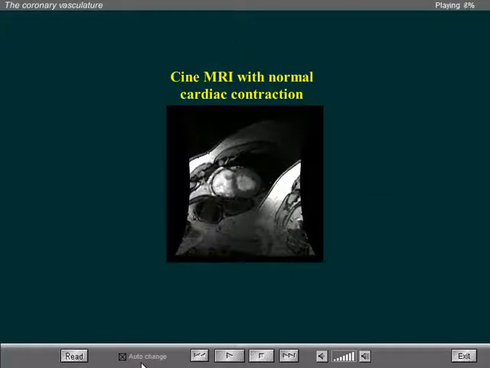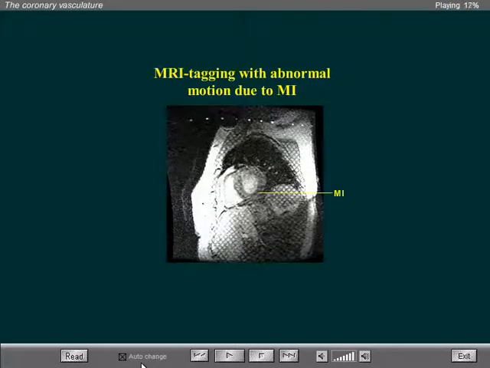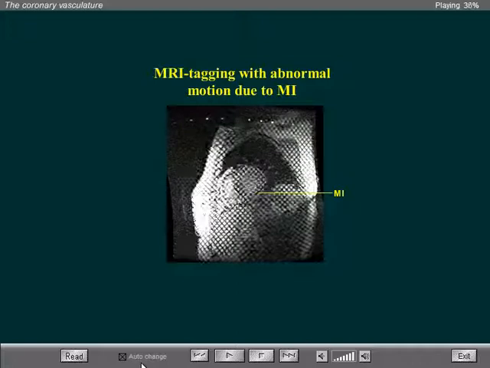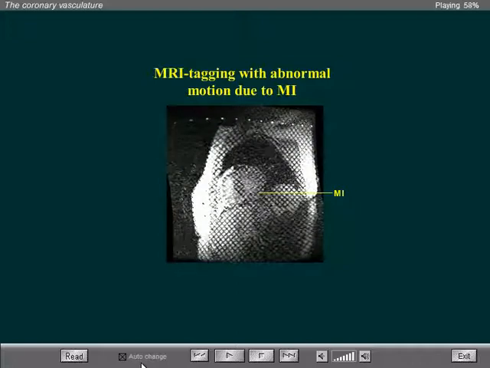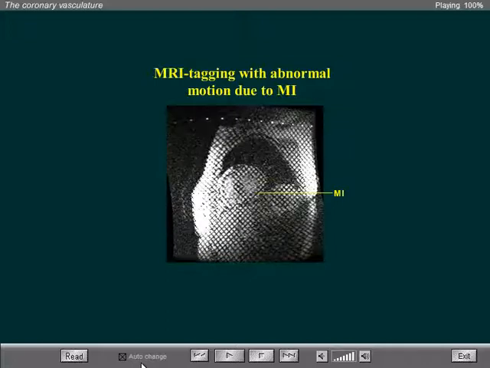The following represent two examples, one of a normal heart and the second one a study done with myocardial tagging in a patient who suffered a myocardial infarction. You will note the normal contractility in the first examination. In the second patient who suffered a myocardial infarction, one can see the lack of motion of the cardiac tags at the infarcted site.